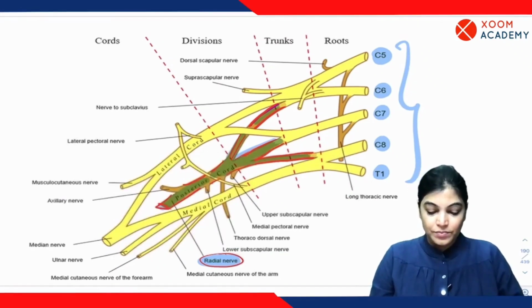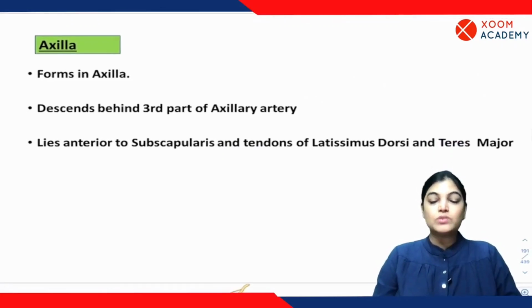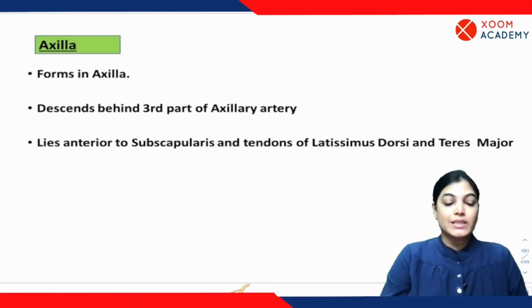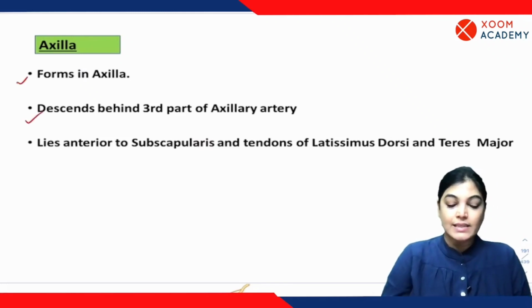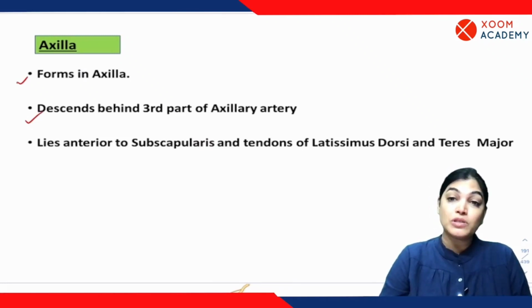Done. Now, let's talk about the further course of the radial nerve. We will start with the course from the axillary region. It is formed in the axilla and it descends behind the third part of the axillary artery. So it is traversing posterior to the third part of the axillary artery.